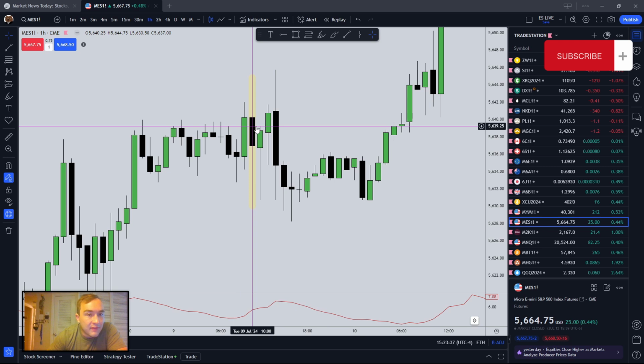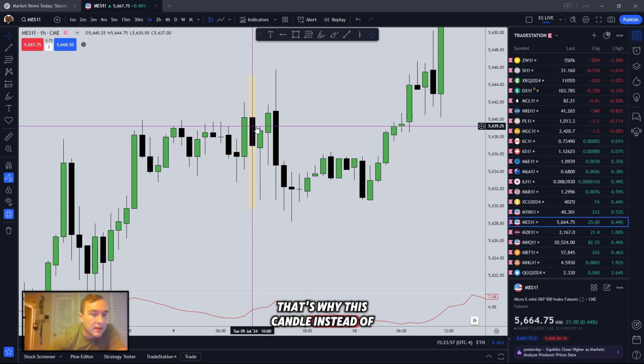Well, notice that the C, or the closing value, is 3.25 points lower than the opening, or the O value. What does that mean? That means that the market was trading 3.25 points higher at the start of the 10 o'clock hour than when it finished the 10 o'clock hour. That's why this candle, instead of being a green candle, is a black candle or a down candle or a bearish candle. The closing value is lower than the opening value.